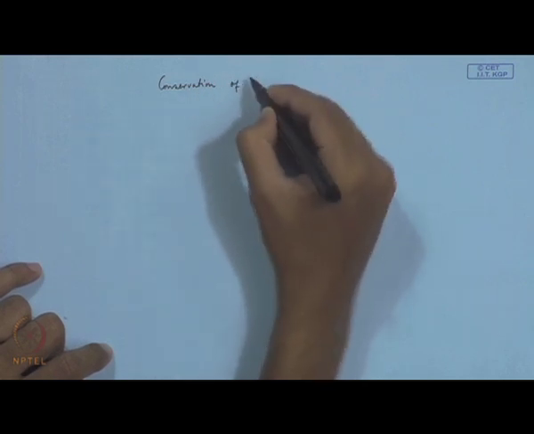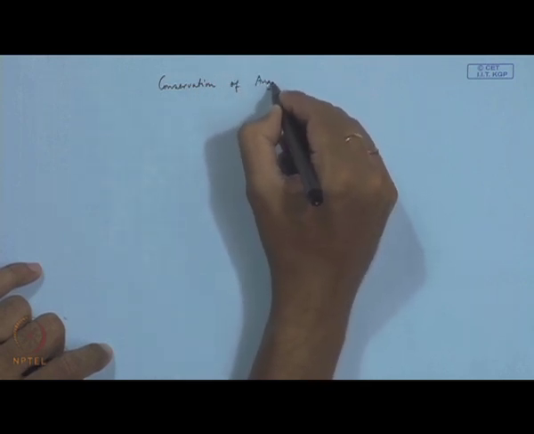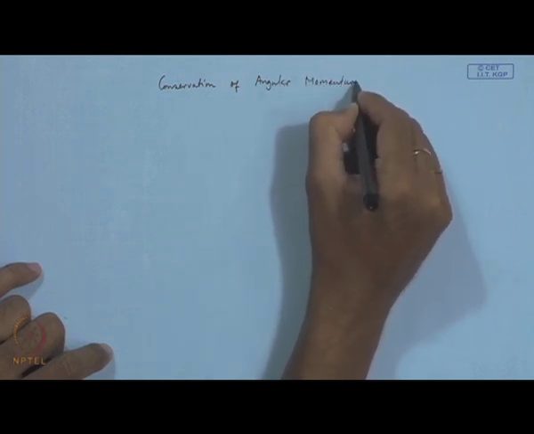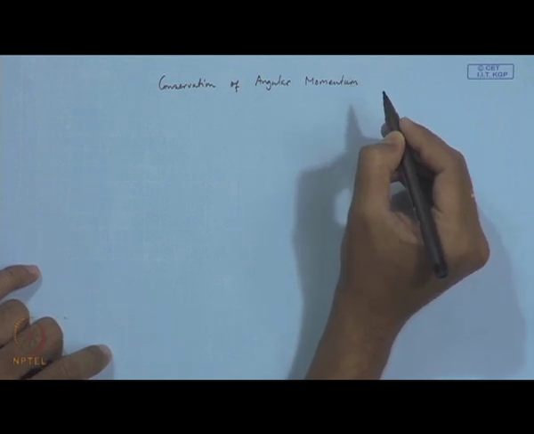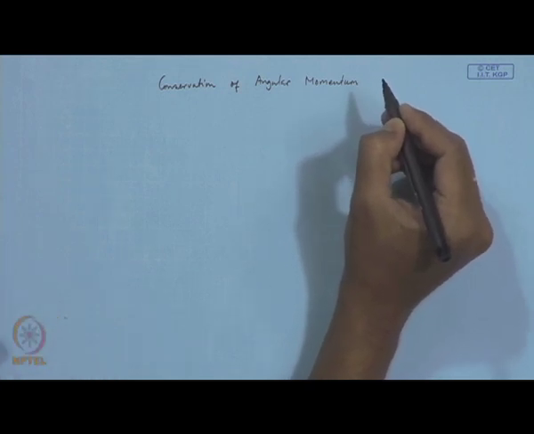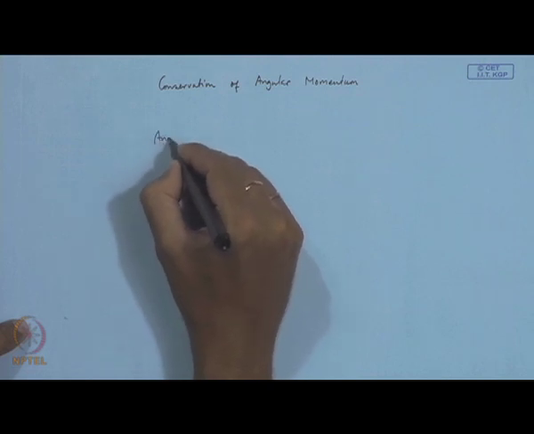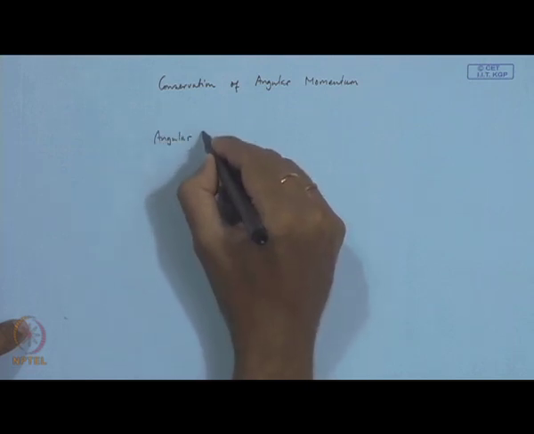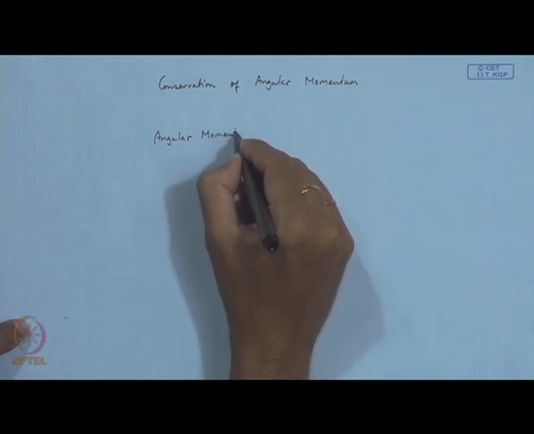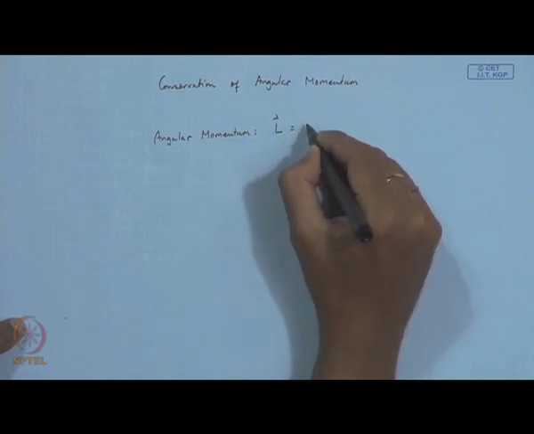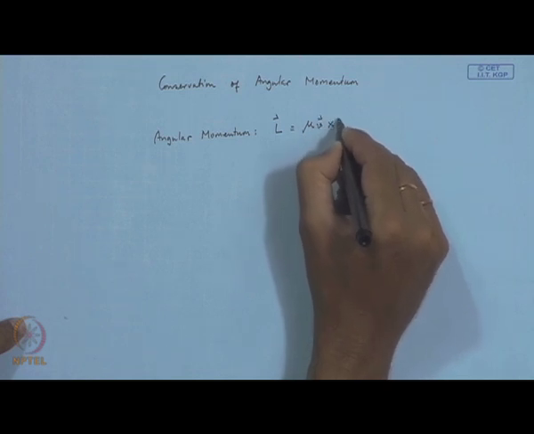Conservation of angular momentum. Please refer to this figure here. Now, angular momentum L is represented by L equals mu v cross r.